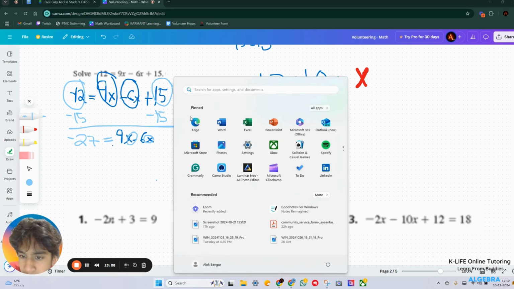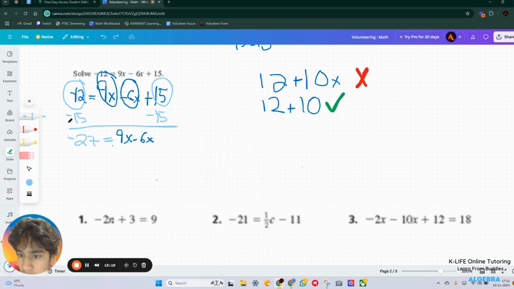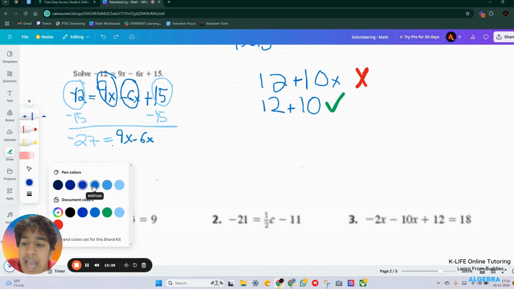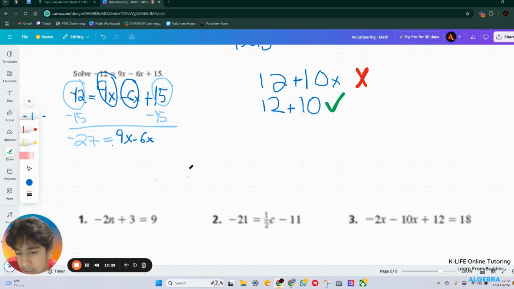But, for example, not to confuse again, but what would happen if I changed this to y? You cannot add them up because they're different variables. So you cannot do 9 minus 6. But since they're the same variable, then you can subtract, add, whatever you want to do. Multiply even, does not matter. So what you're going to do now is negative 27 equals what? You're just going to do 9 minus 6.